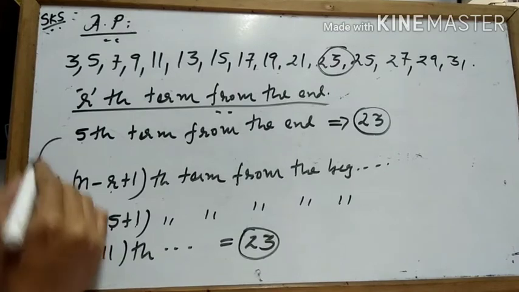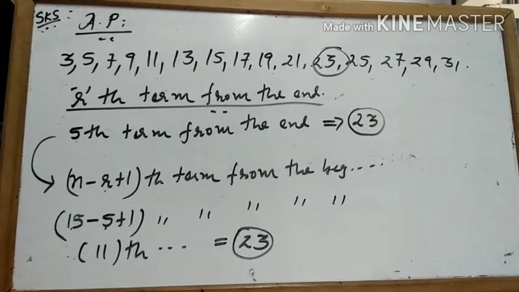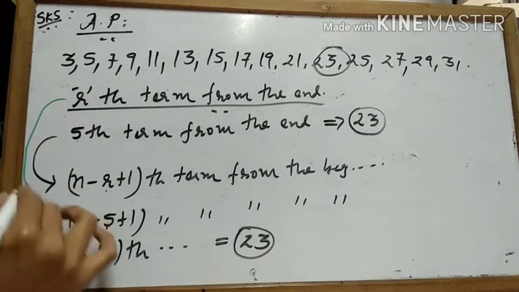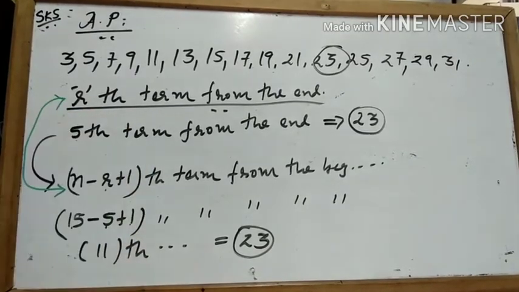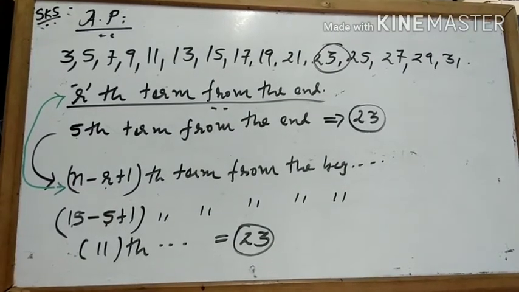So you have to remember this relation. This relation is very important because they will ask questions in a slightly different way. The rth term from the end is nothing else but the n minus r plus 1th term from the beginning, where n is the total number of terms of that particular sequence.